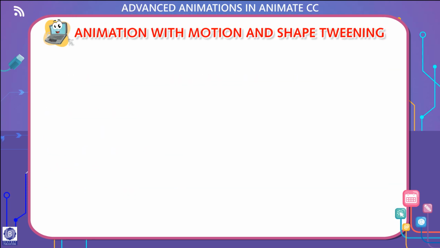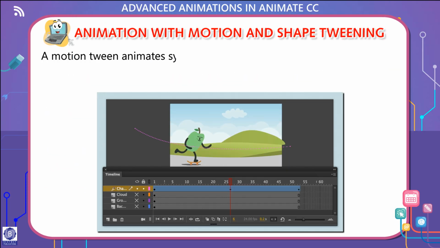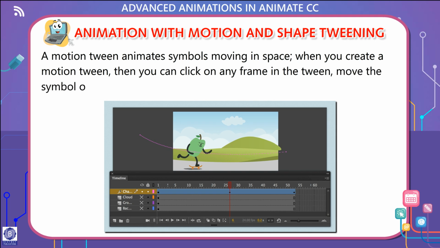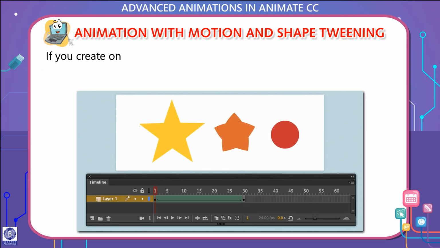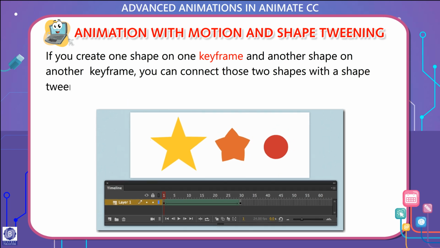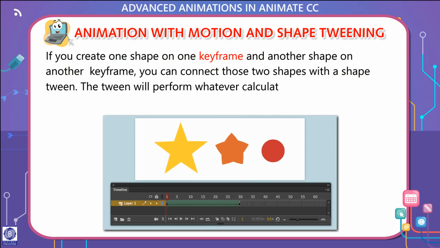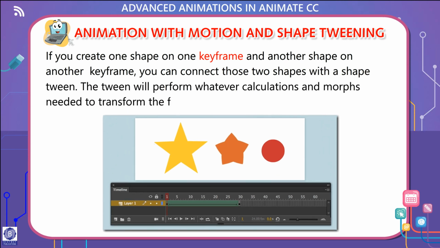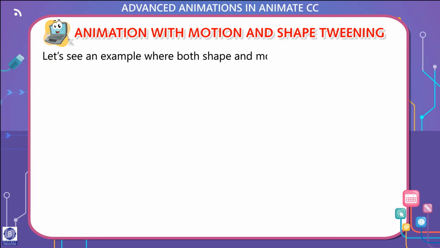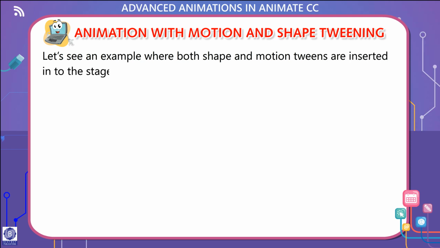Drag the motion path as desired to a new location. Animation with motion and shape tweening. A motion tween animates symbols moving in space. When you create a motion tween, you can click on any frame in the tween and move the symbol on that frame. If you create one shape on one keyframe and another shape on another keyframe, you can connect those two shapes with a shape tween. The tween will perform whatever calculations and morphs are needed to transform the first shape into the second. Let's see an example where both shape and motion tweens are inserted into the stage object. To do the same, follow these steps.